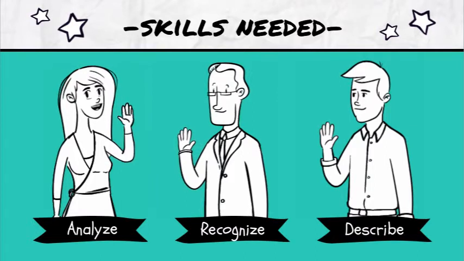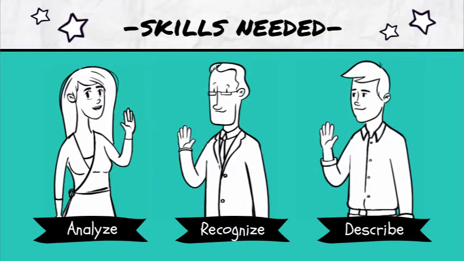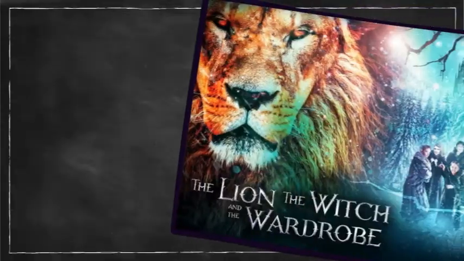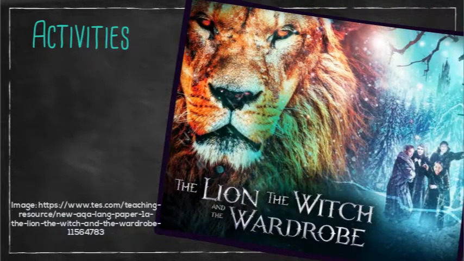First, recognize different symbols or references to traditional myths. Then, to be able to analyze various elements of fiction and how they affect the characters and the plot. Then, to be able to describe how it is that these symbols and myths have been made new for modern fiction.